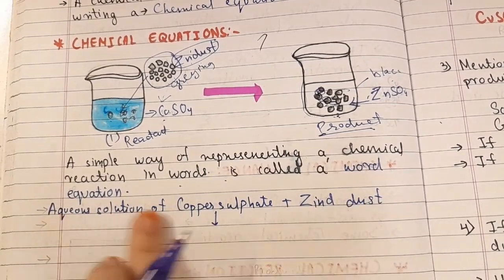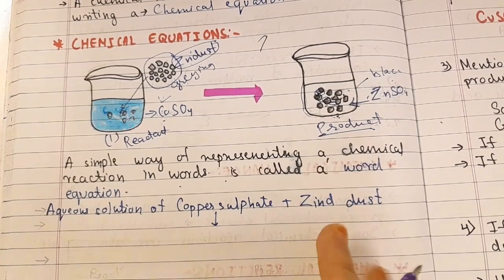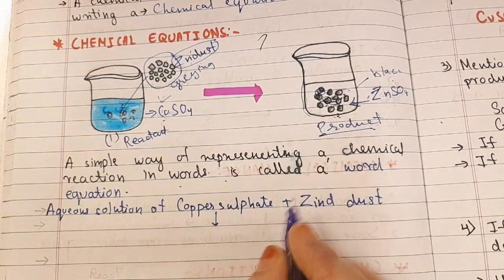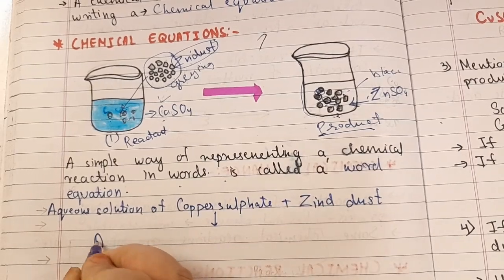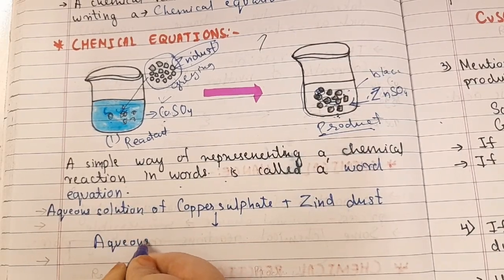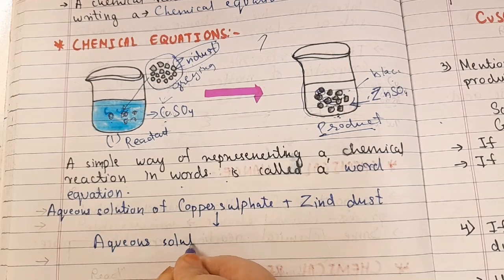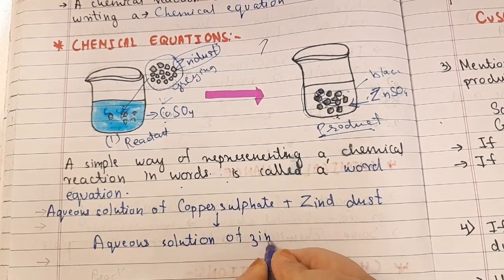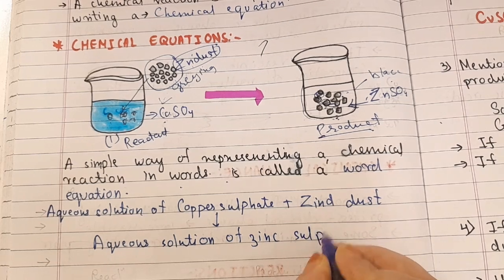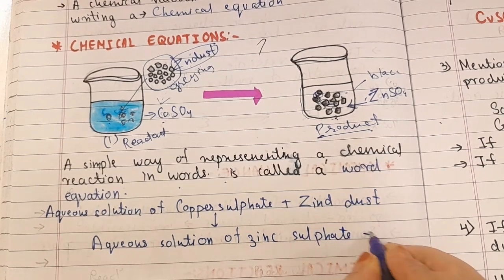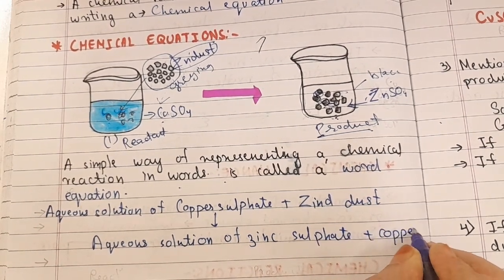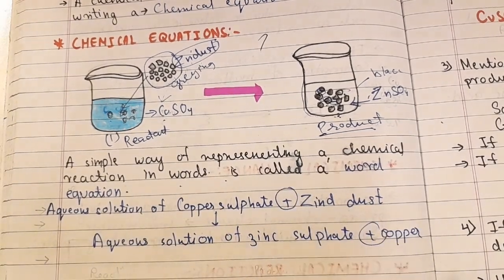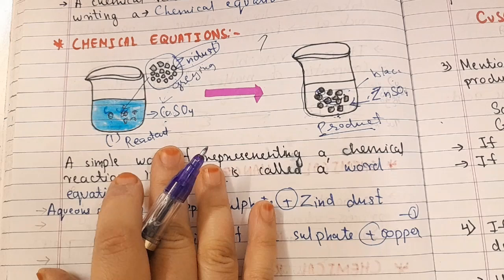So aqueous solution of copper sulphate and zinc dust, these are the reactants, and when these two reactants mix together, a reaction takes place and the product we get is a colorless aqueous solution of zinc sulphate, plus copper. Here two reactants and two products are there, so that's why we put a plus sign in between. So this is the word equation of the above reaction.